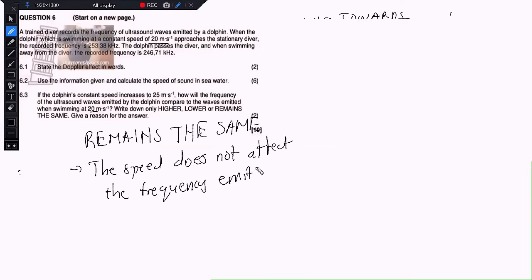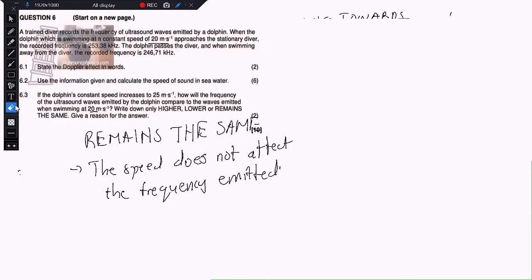So that's your reason there. So the speed does not affect the frequency emitted. They were asking how the frequency of the ultrasound waves emitted by the dolphin will compare to the waves emitted when swimming at 20 meters per second. The frequency of the source is not being affected by the speed, right? So the speed cannot affect that.